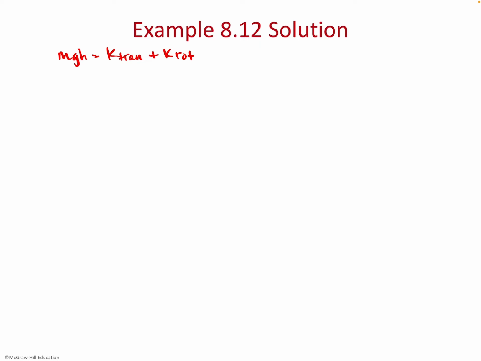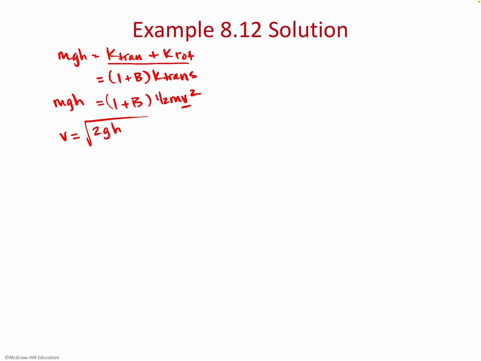Well, we know that the total is 1 plus beta times translational. That's this right here. We figured that out before. You could rewrite it as 1 plus beta times 1/2 mv squared, and that's all equal to this mgh. So if you want to solve for velocity, then velocity is equal to the square root of 2 times gravity times h over 1 plus beta.